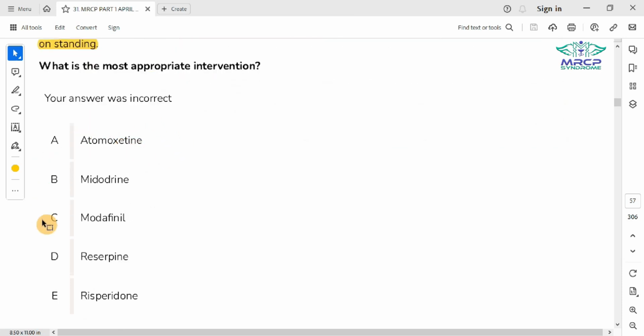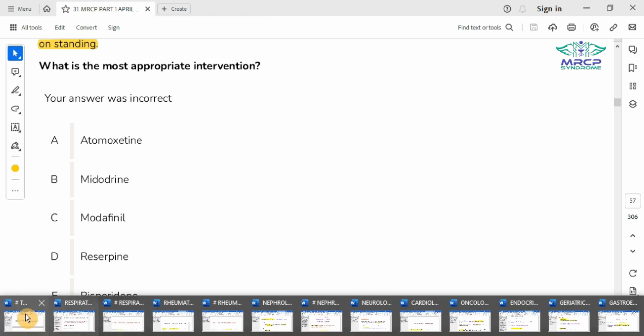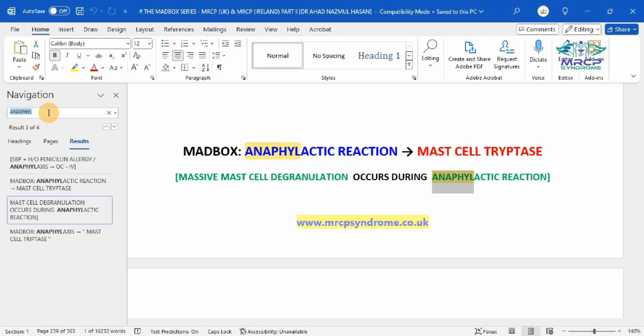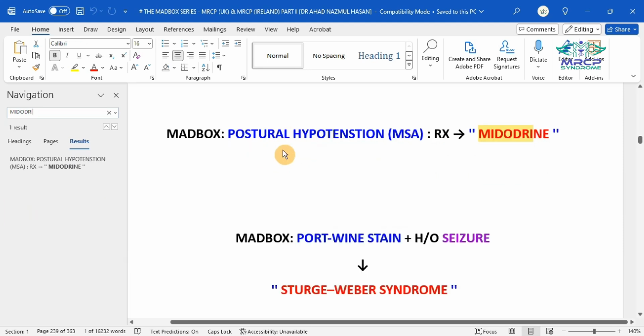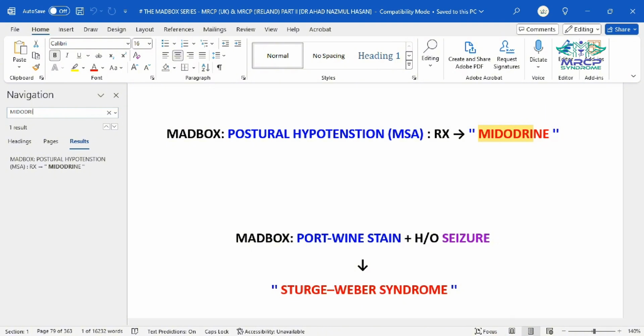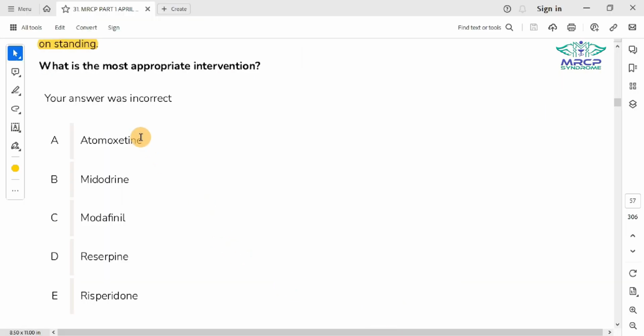So which drugs can be used in the management of postural hypotension? Midodrine. Yes, we can go for the midodrine. What is the mode of action of midodrine? Peripheral vasoconstrictor. So for the management of postural hypotension in a patient with multi-system atrophy, we will be going for the midodrine. And this midodrine is an alpha-1 adrenergic receptor agonist.